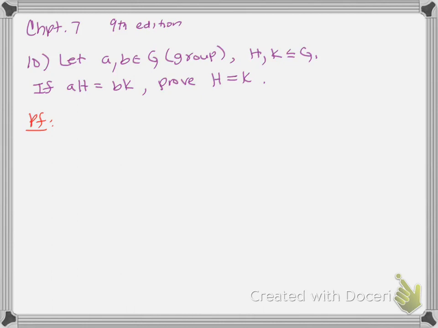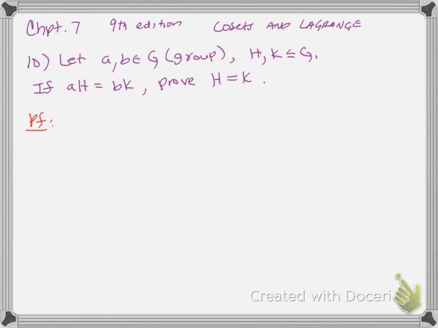All right, so let A and B belong to a group. Okay, so chapter 7, we're talking about cosets and Lagrange theorem, just an FYI. So, cosets and Lagrange. All right, so let A and B belong to a group. H and K are subgroups of G. If AH equals BK, prove that H equals K.